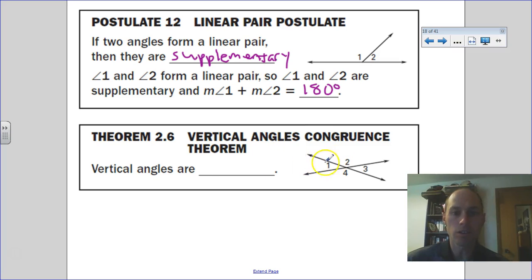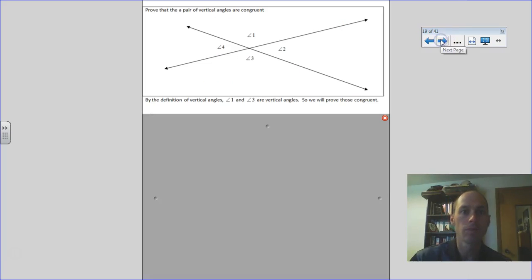Vertical angle congruence: vertical angles are congruent. That's the symbol for congruence. So 2 and 4 are congruent, 1 and 3 are congruent. It's always true. Now, how do we prove that vertical angles are congruent always? Well, we looked at that example in GeoGebra, but that's not enough for a proof. So let's take what we know. We know 1 and 3 are vertical angles. So let's go from there.